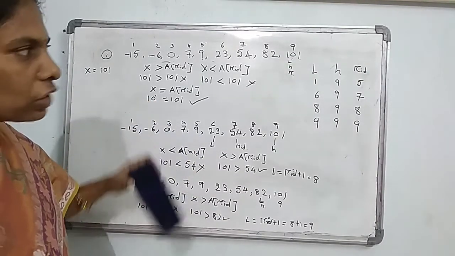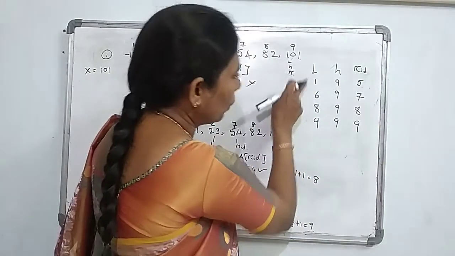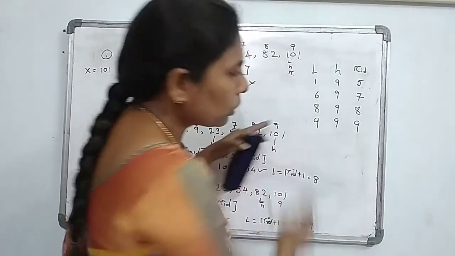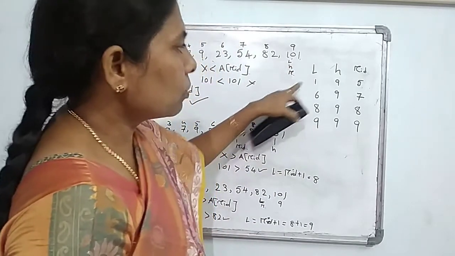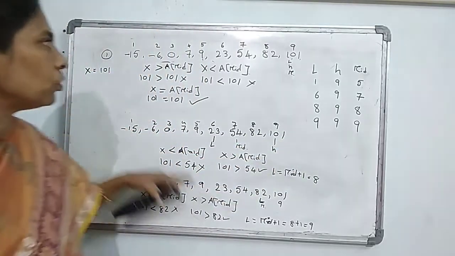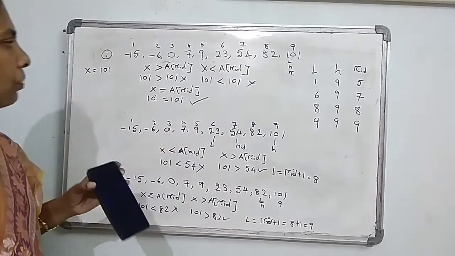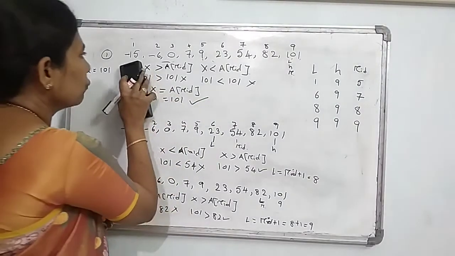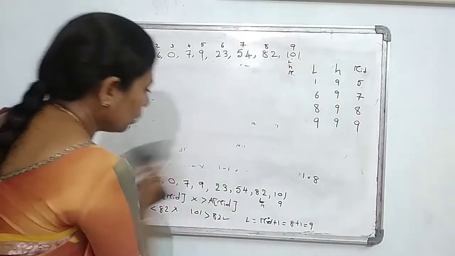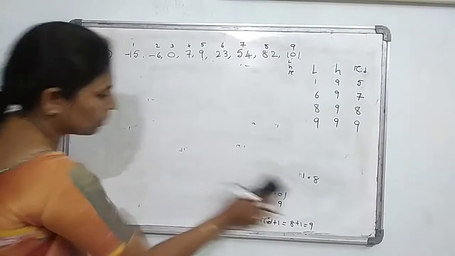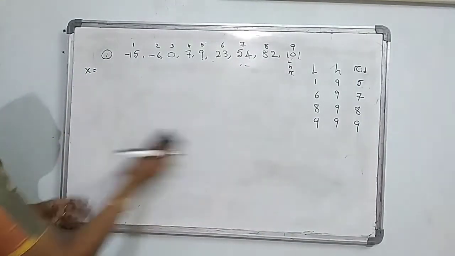So you can find the element at position 9. Now you can check how many comparisons were done: 1, 2, 3, 4. So 4 comparisons are needed to find the element 101. This is the process. Similarly you can do the process for any element. Now I will give you another example. Now I am changing the key value. The key value is 7, so now you can find how to find 7.